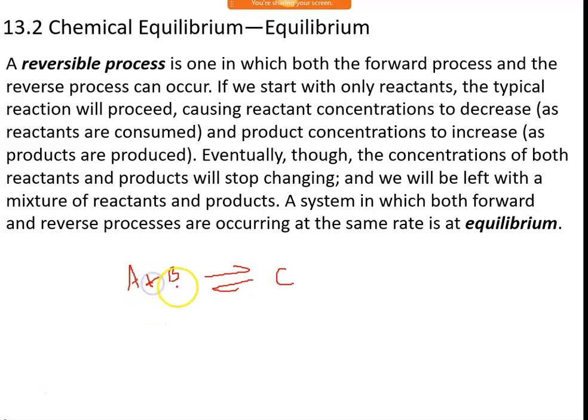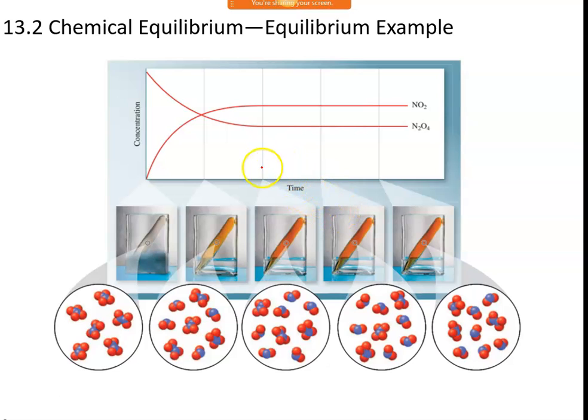What it does is A and B start off and start forming C, and then eventually at a certain point, C and B start reacting with each other and reform A and B. And then A and B form C again, and you kind of get the cycle. And when the rate of the forward reaction is equal to the rate of the reverse reaction, we are said to be at equilibrium. Okay, so a system in which both forward and the reverse process are occurring at the same rate is called equilibrium.